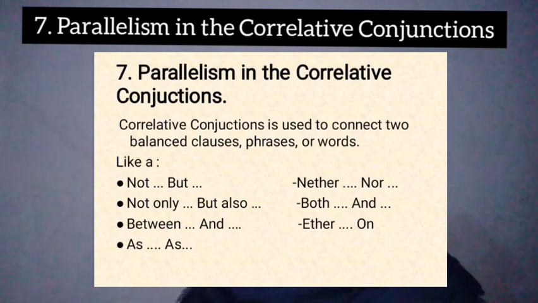Examples are: not blah blah blah but; not only blah blah blah but also; both blah blah blah and; neither blah blah blah nor; either blah blah blah or; as blah blah blah as.